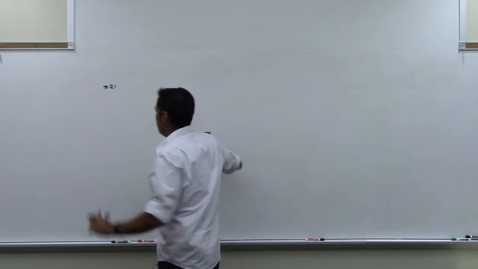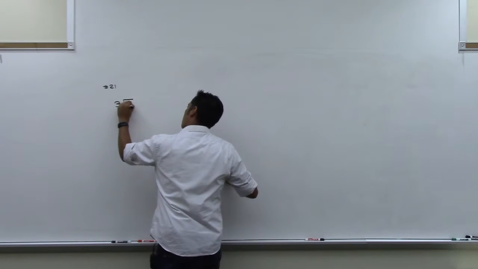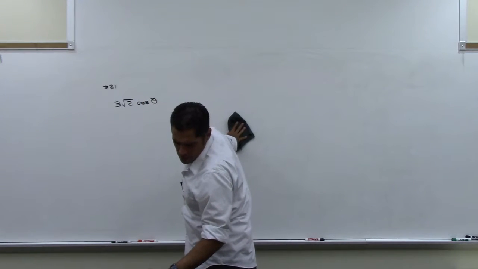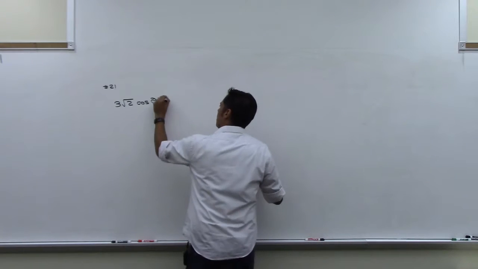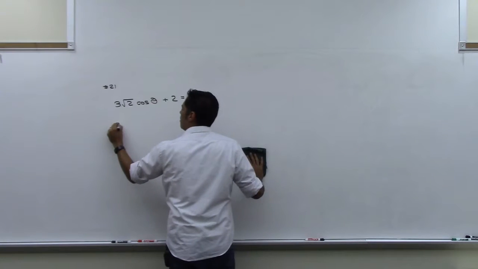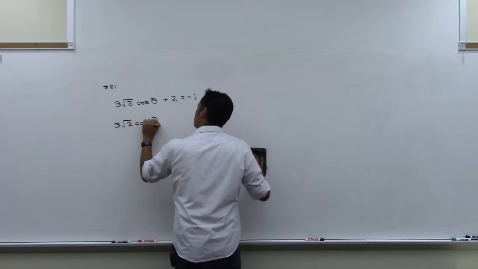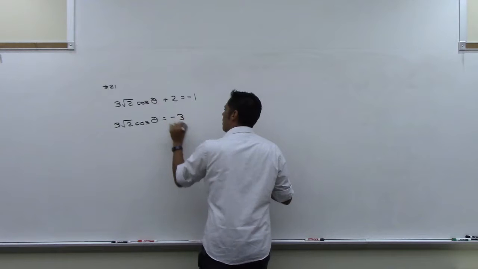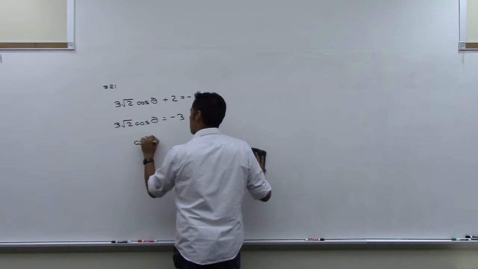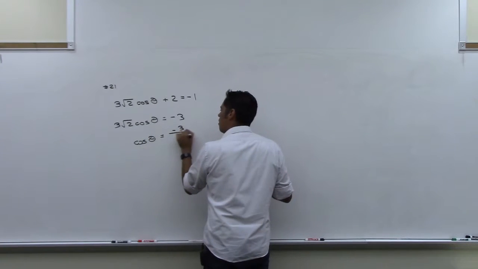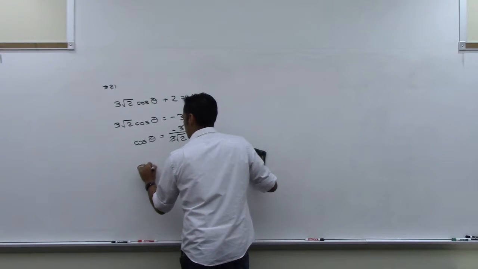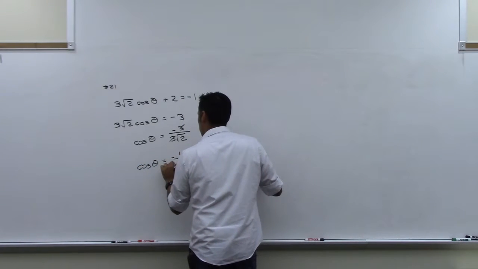3 root 2 cosine theta plus 2 equals negative 1. Okay, I'm going to subtract 2 on both sides. That's going to give me a negative 3 over here. I'm going to divide both sides by 3 root 2. So cosine theta equals negative 3 over 3 root 2. The 3's cancel. I get cosine theta equals negative 1 over root 2.